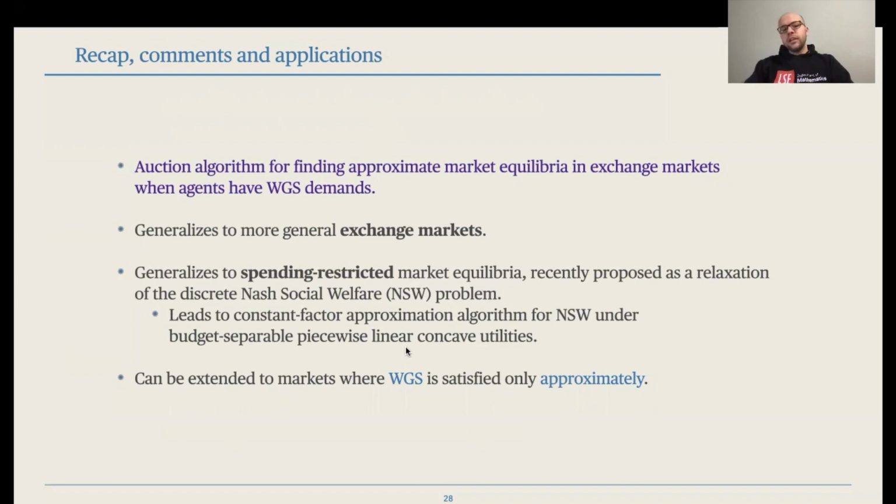And additionally, suppose that you have a market where WGS is only satisfied approximately, then you can modify this auction algorithm. Actually, you can show that the auction algorithm will still produce some kind of approximate market equilibrium. So this really shows its robustness and applicability to different concepts.